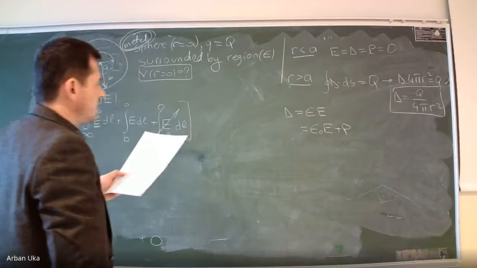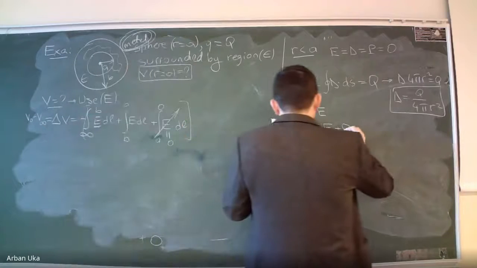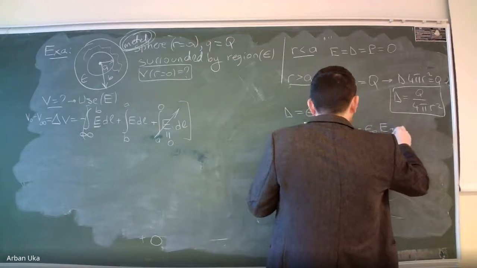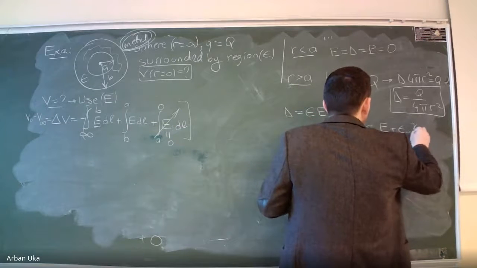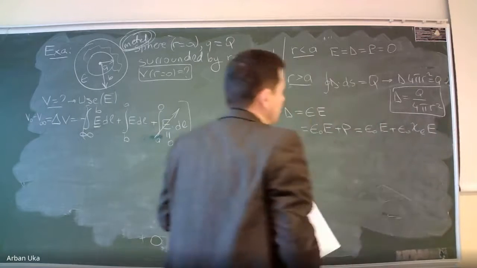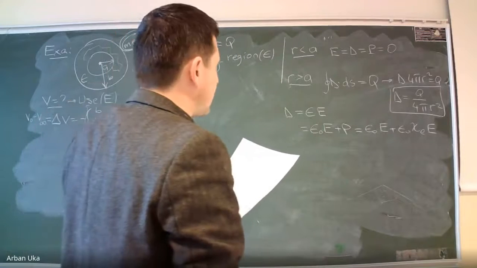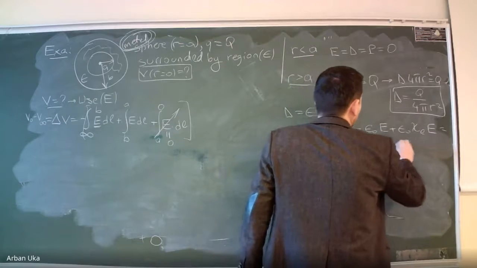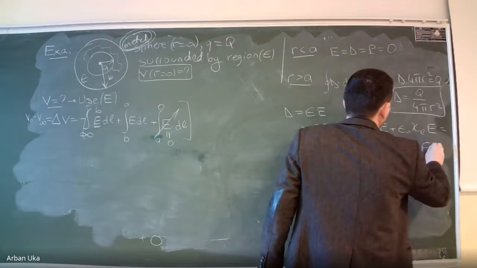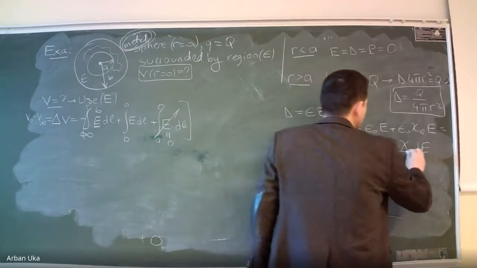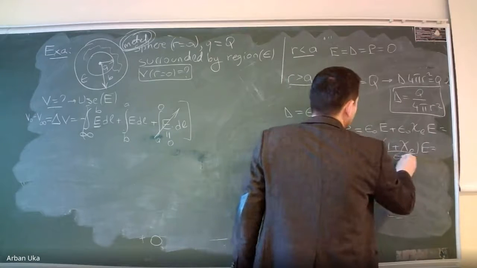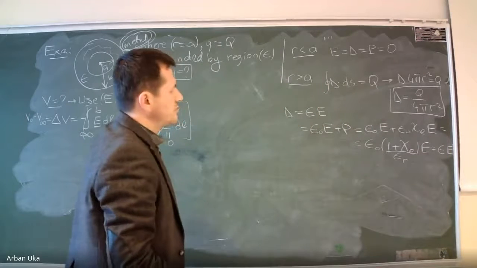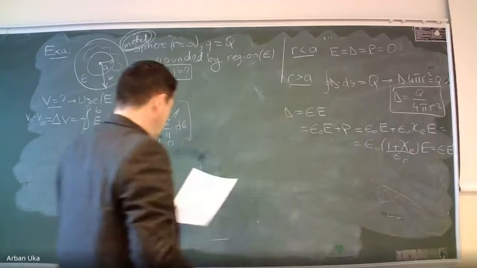We can also describe the polarization as follows. This is epsilon 0 E plus epsilon 0 times the susceptibility times E again, and this term here is the relative permittivity or dielectric constant, and this is epsilon. So the epsilon of a medium is always equal to some constant times epsilon 0. Okay, so this is the expression for D.